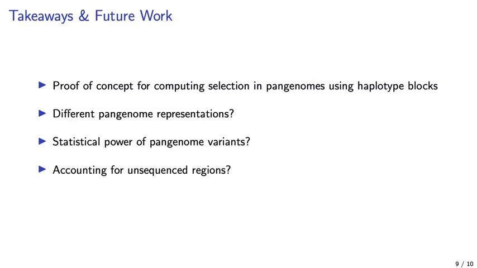To conclude, I'll go through the takeaways from this work and talk about some future directions we want to pursue. We provided a method and a proof of concept for computing selection in pangenomes using haplotype blocks. In the future, we'd like to look at developing algorithms for different pangenome representations that are also widely used in the field, like colored de Bruijn graphs. We're also interested in looking more deeply at the statistical power of our analysis. One concern we have is that for the pangenome, while our initial data set may contain thousands of individuals, each variant might only be contained in a few individuals. So the dataset may be too small to draw conclusions from. Finally, we're interested in looking at how to adapt our method to the case when some regions in the genome were not successfully sequenced and data may be missing.